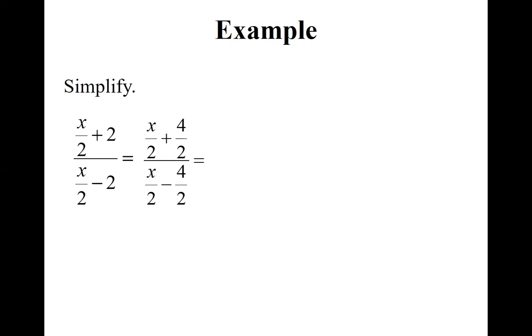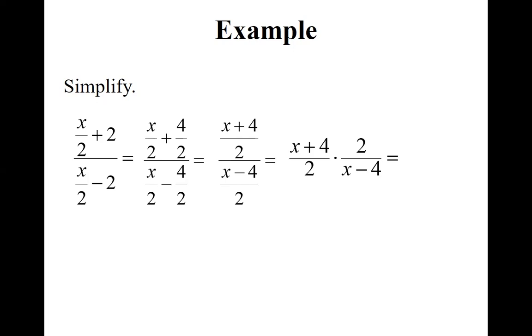Adding on the top and on the bottom gives us x plus 4 over 2 on top, x minus 4 over 2 on the bottom, and then we can do top divided by bottom, which is top times the reciprocal of the bottom.